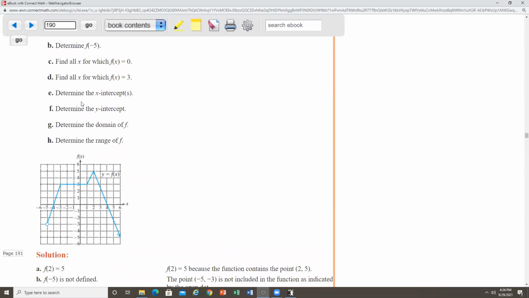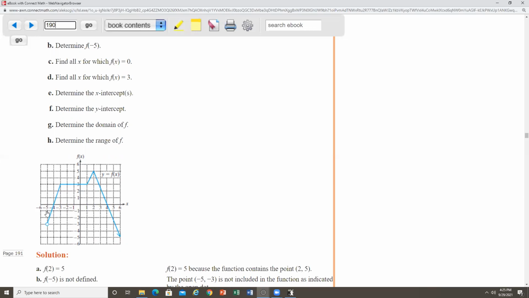Example 10. What are the x-intercepts, ladies and gentlemen? E, what are the x-intercepts? X-intercepts, negative 4 and 4. What's the y-intercept? 3. What's the domain of this function? The domain, x ranges from what to what? Negative 4 to 4.